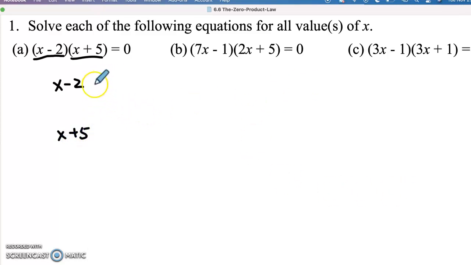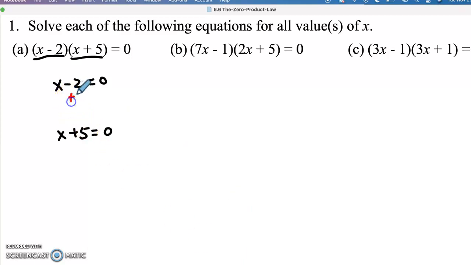Okay, so according to the zero product law, if they are multiplied to get 0, that means at least one of them is 0. So x minus 2 equals 0, and x plus 5 equals 0. So just solve it.